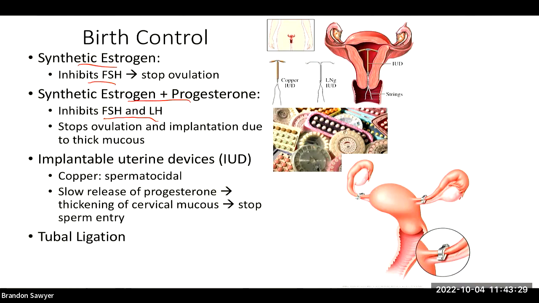So again, it stops ovulation, but also stops implantation in case fertilization does happen, because the thick mucus production is not the same. But more commonly now, IUDs, and these have different types as well. Some of them are just made out of copper, which is a spermicide, so it can destroy the sperm as it comes in. Other ones release some progesterone, which thickens the mucus in the cervix and completely stops sperm entry. And then there's also tubal ligation, which is really just putting a clamp on those fallopian tubes and not allowing the egg to get down or the sperm to get up.